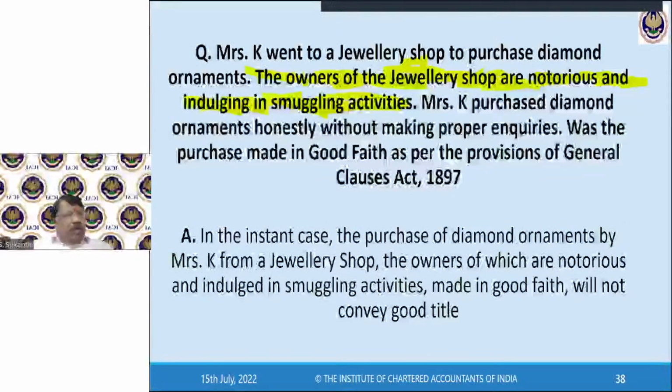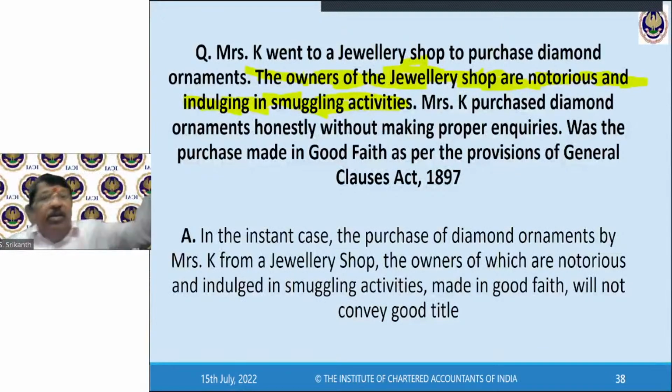See, first of all, you know that they are notorious. Notorious is very important. Notorious means he is known for his bad behavior. If you think that he is a very honorable man, and everybody thinks like that, then you are safe. But everybody knows that that fellow is a criminal, a fraud, a notorious fellow. You go to him and buy a diamond ornament. You should have made proper inquiry whether the title is true or not. So this is the point.